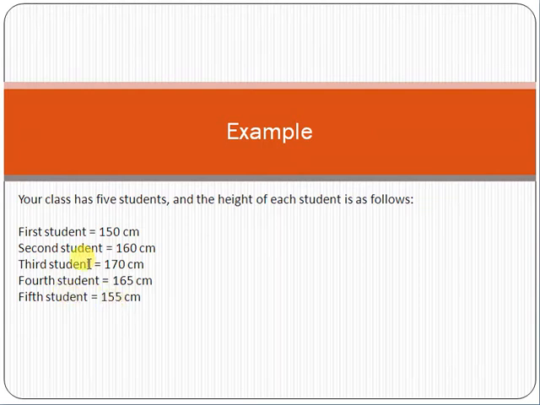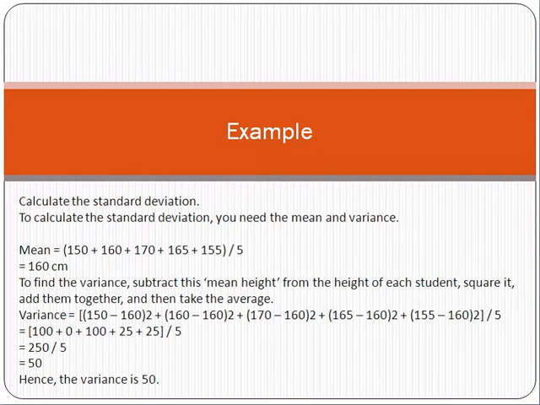So you can see, friend, here we have 5 students in a class, and every student has a different height. Now we want to apply the concept of standard deviation on this data. So how can we calculate the standard deviation here? We basically need two things: one is mean value and second is variance.